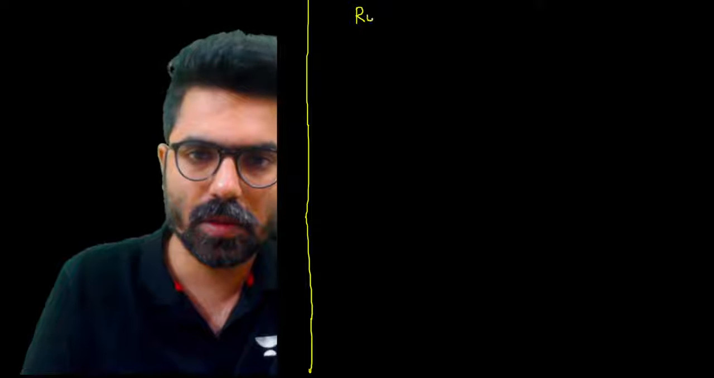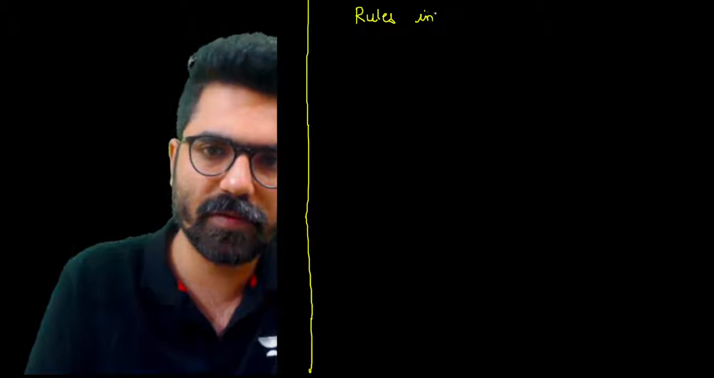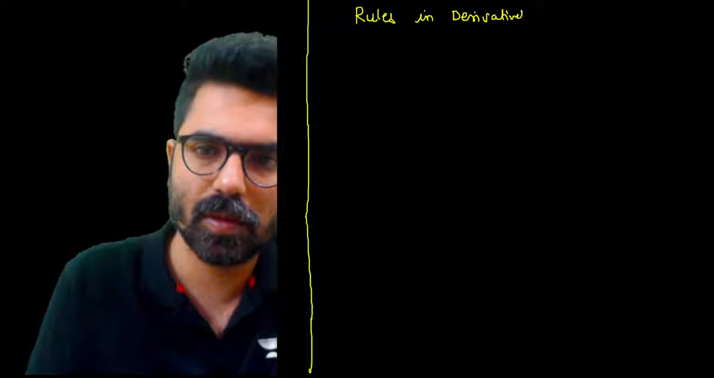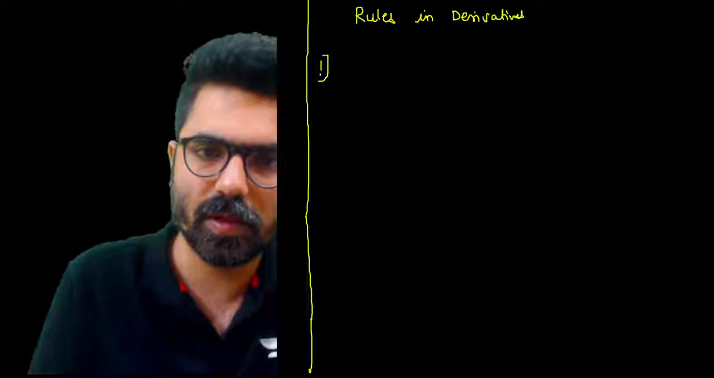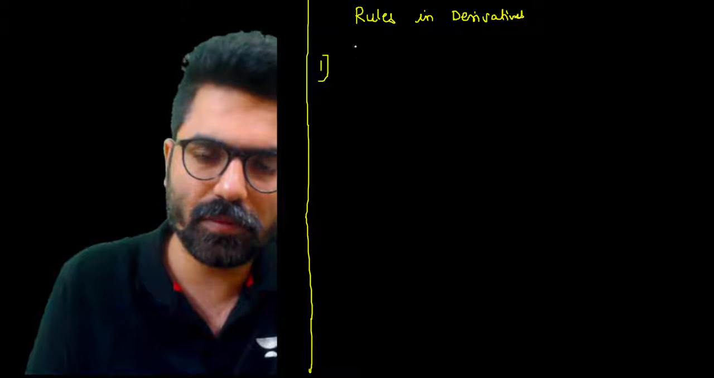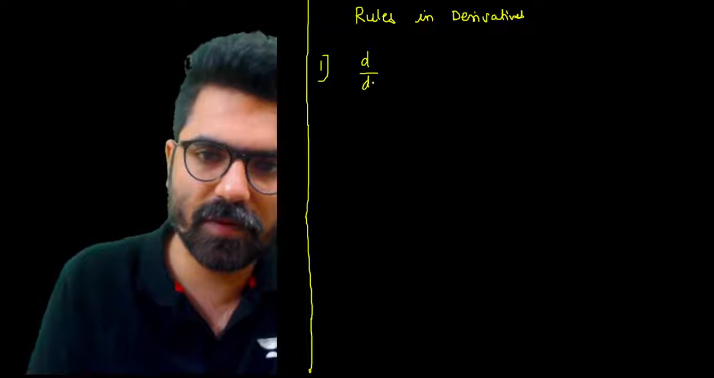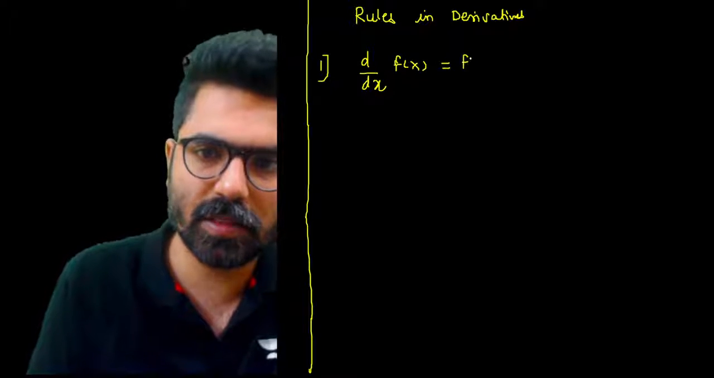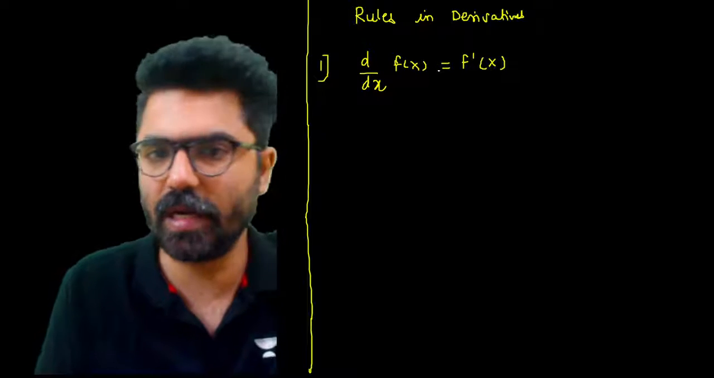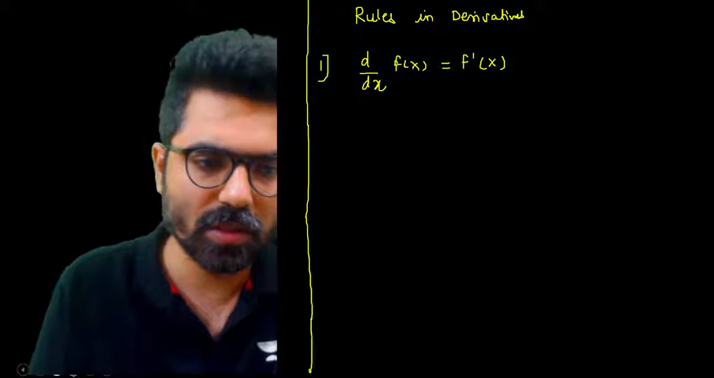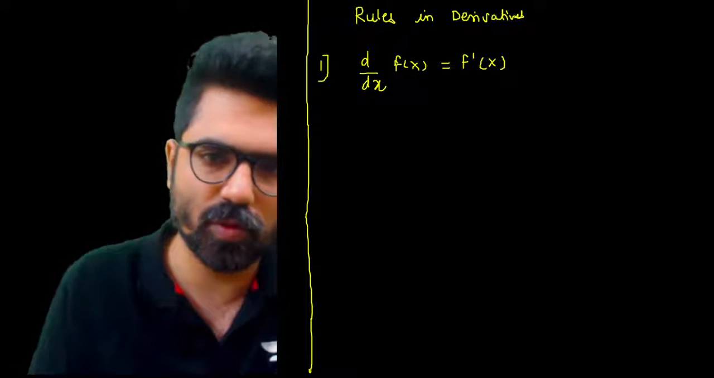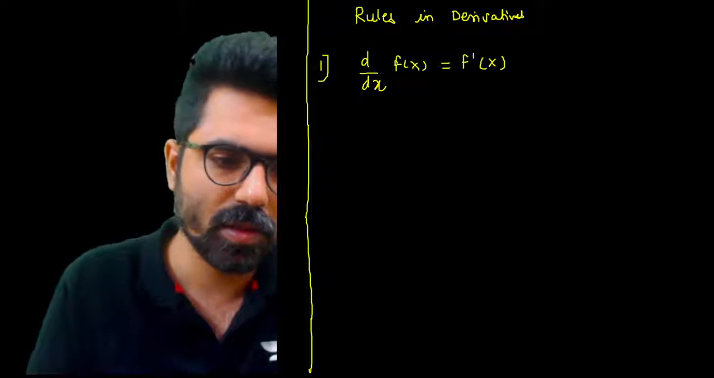Now, some rules in derivatives. Yeah, rules of derivatives. First one, if there is a derivative of a function, we can write that as f dash of x. This is not the rule. This is just a note point. The first one is not the rule. It is just the note point. Okay. So I'll erase this one.